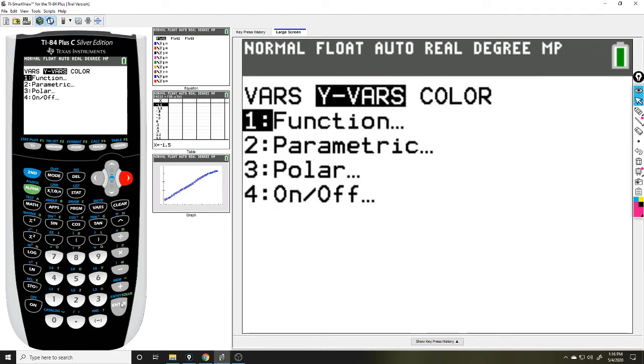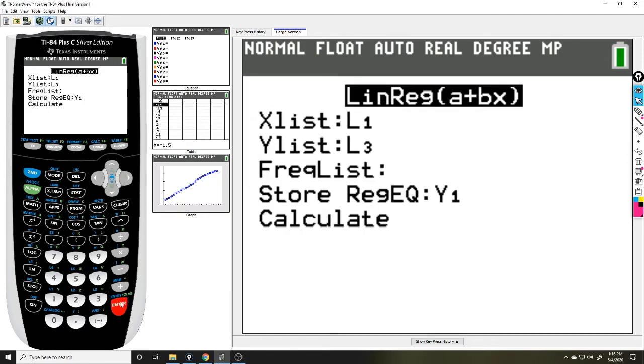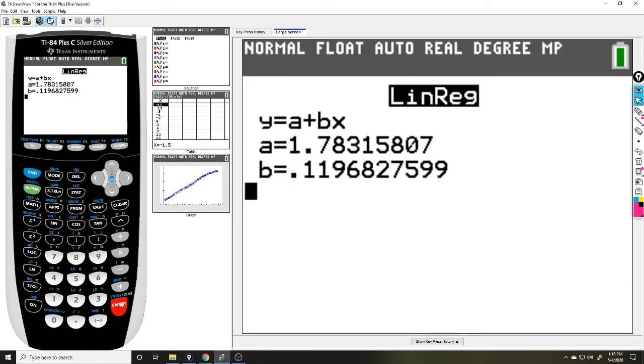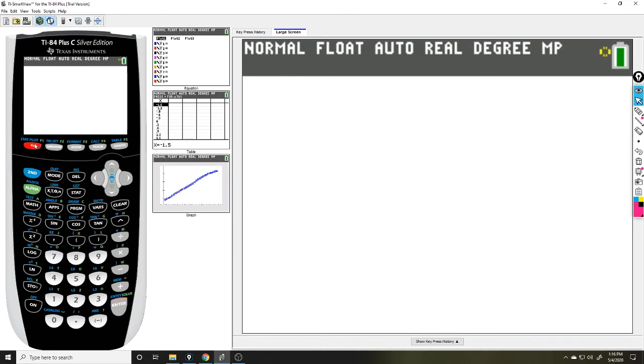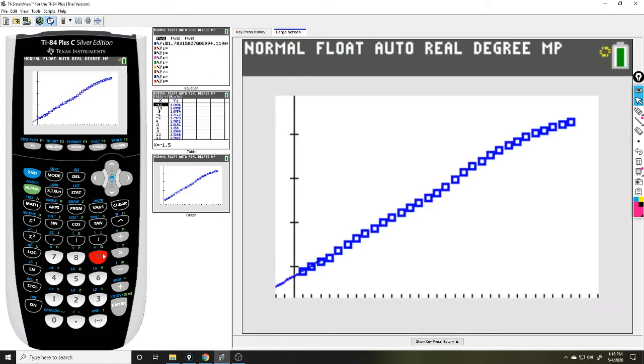And keep in mind, when you see this graph and this equation, that it is not really y equals a plus bx. What is really happening is that we're graphing the log of y versus x. So really, this is the log of y hat equals 1.783 plus 0.11968x. And it should be stored into y1, right? So if I go to zoom 9 and hit graph, then there should be a line.